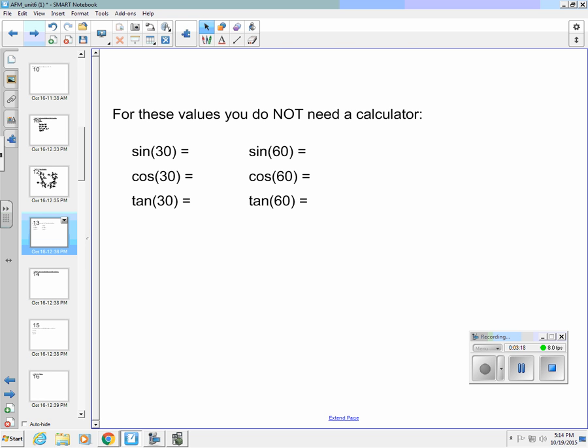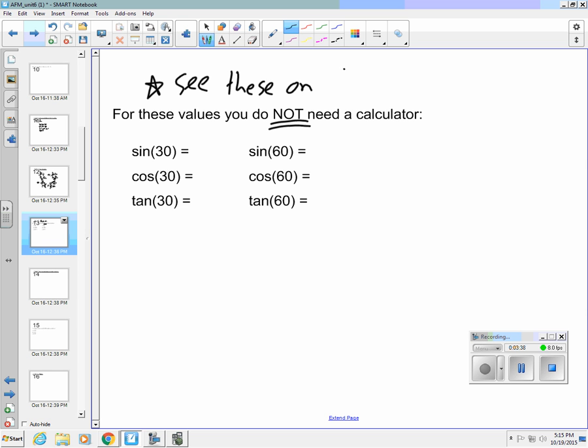So using the special right triangles, we can actually find the 3 trig functions for these angles, 30 degrees and 60 degrees, without using a calculator. So you see these values a lot on the SAT. Right, and the reason you see these a lot on the SAT and ACT is because you don't need a calculator to do this trig.